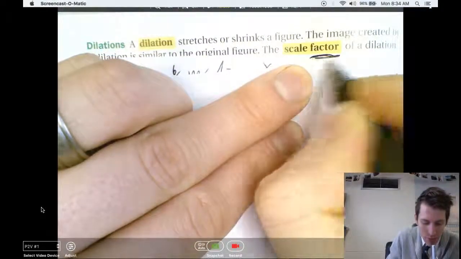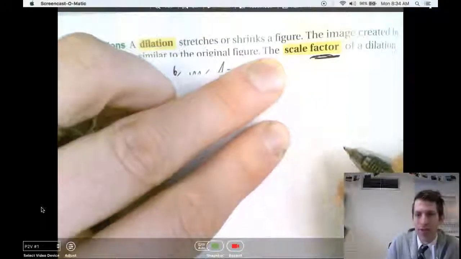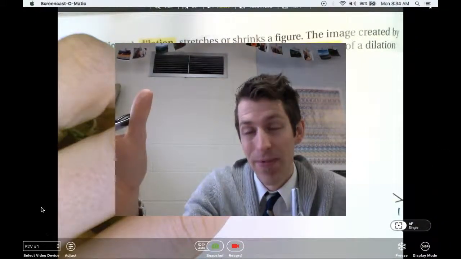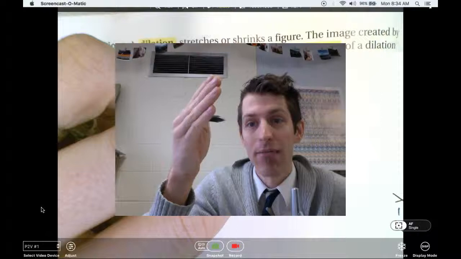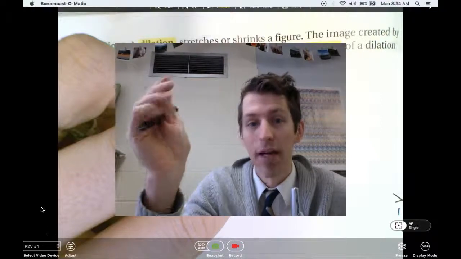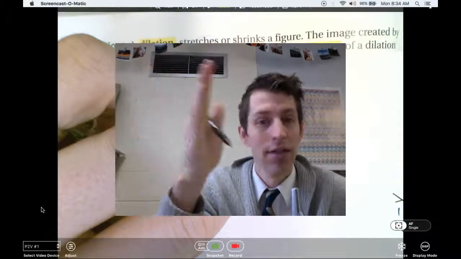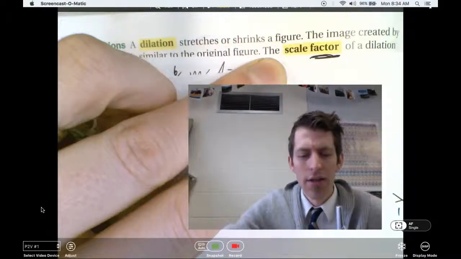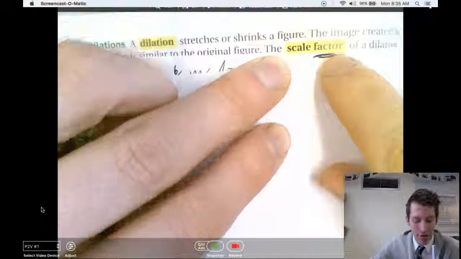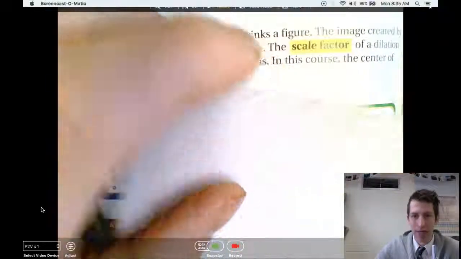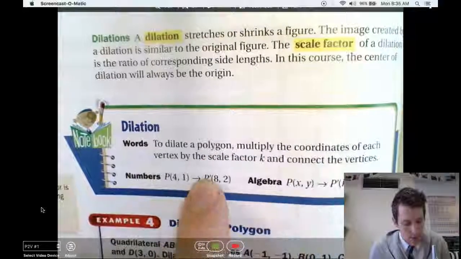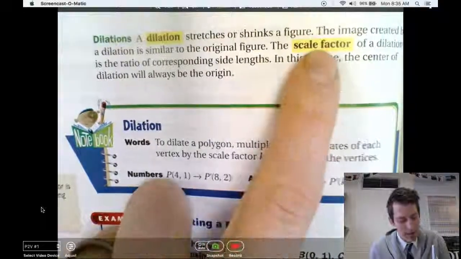Factor is important. What is a factor? Please tell me you know what a factor is. It's part of a multiplication problem, right? 5 times 10, 5 is a factor, 10 is a factor. They make 50, which is the product. So this scale factor is always part of a multiplication problem. You're always going to be multiplying coordinates by a scale factor.